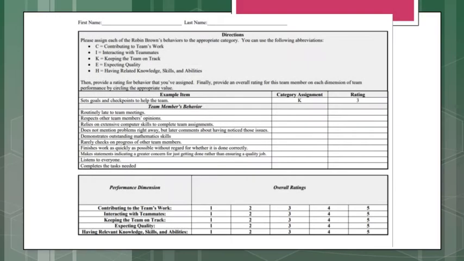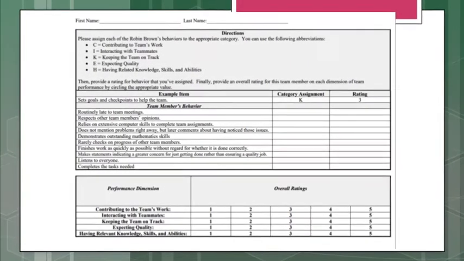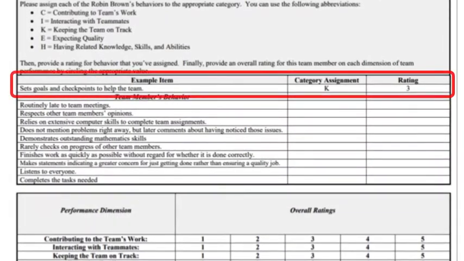You can see on the sheet that we have already completed an example item for you. The behavior sets goals and checkpoints to help the team falls under the dimension of keeping the team on track. So we've labeled this behavior with the capital letter K under the category assignment column. This behavior also reflects a medium level of performance and has been rated as a score of 3 in the rating column. You will do the same process for the remaining behaviors.